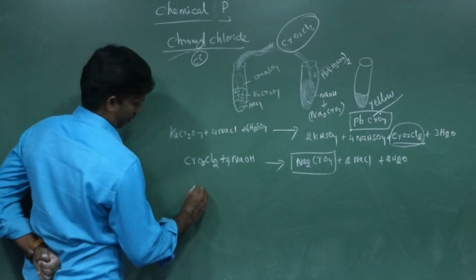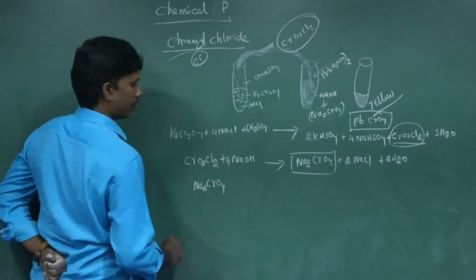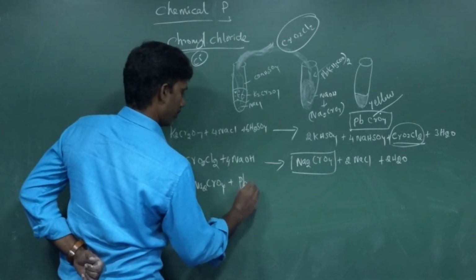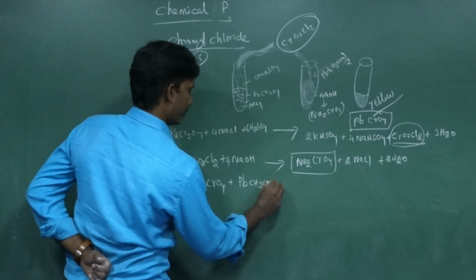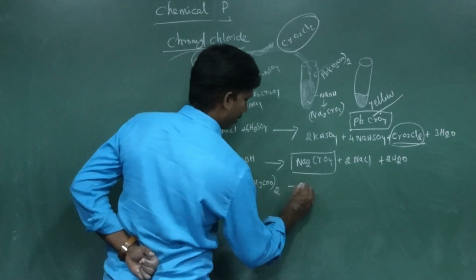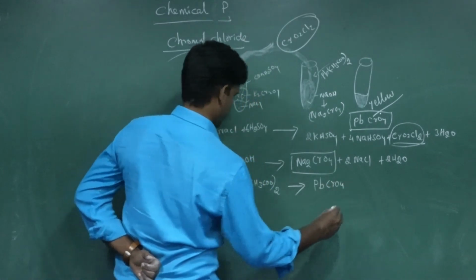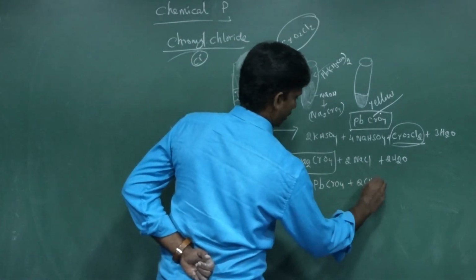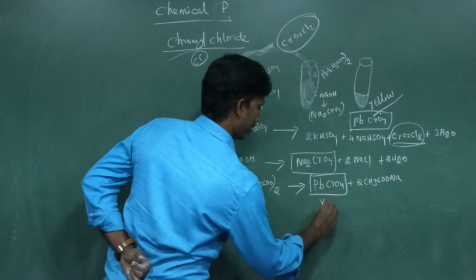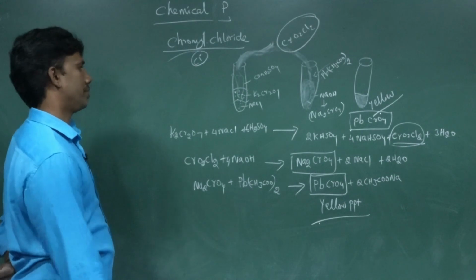Further, to this sodium chromate, Na2CrO4, you pour a little bit of lead acetate solution. If we pour these two, we are getting lead chromate plus sodium acetate, CH3COONa. This is a yellow precipitate.